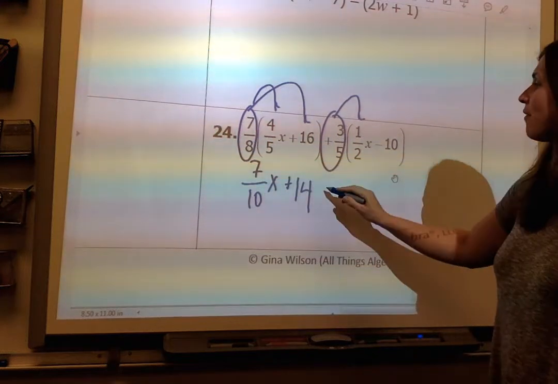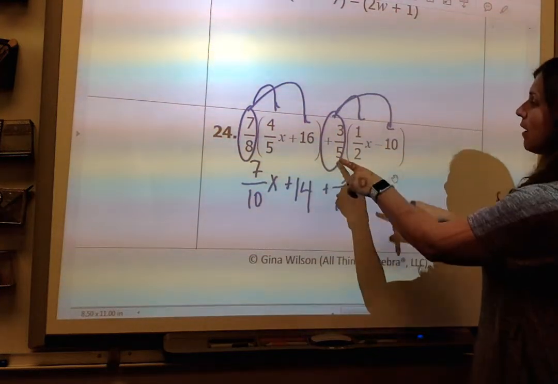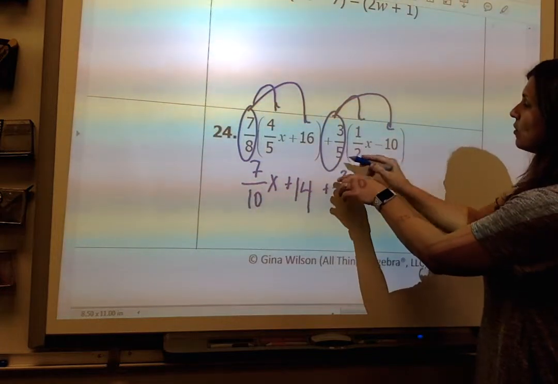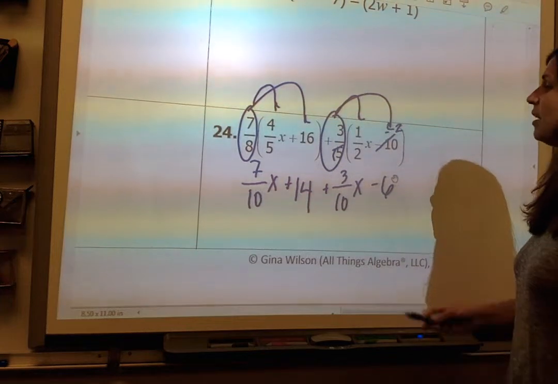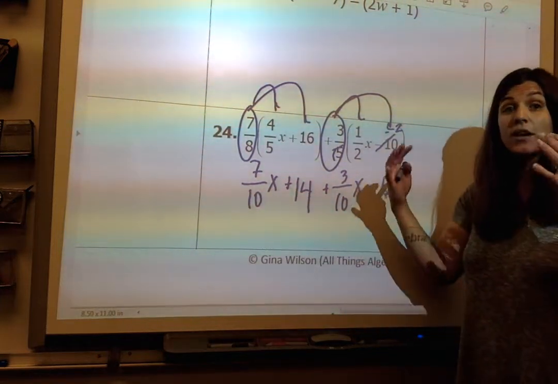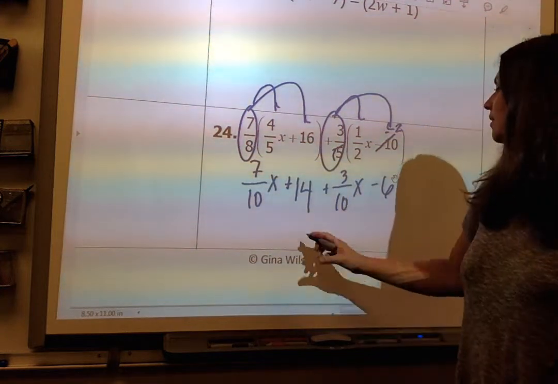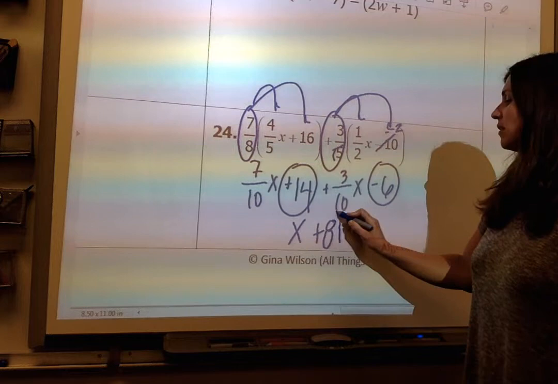3/5 times 1/2 is 3/10 x. 3/5 times -10. 5 and -10 cross reduce to 1 and -2. 3 times -2 is -6. Can I combine? Sure I can. 7/10 x and 3/10 x. That's 10 over 10 x, which is 1 whole x. And a positive 14 and a -6 is a positive 8.